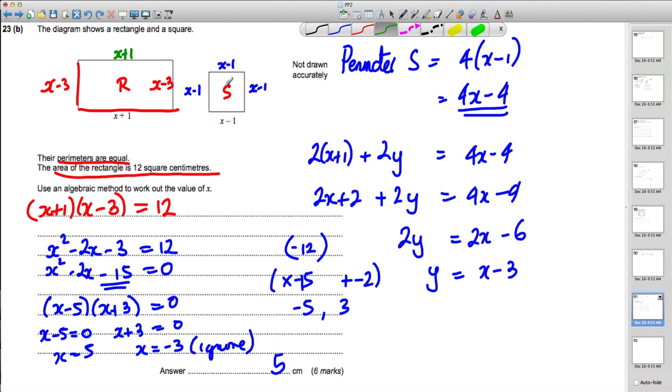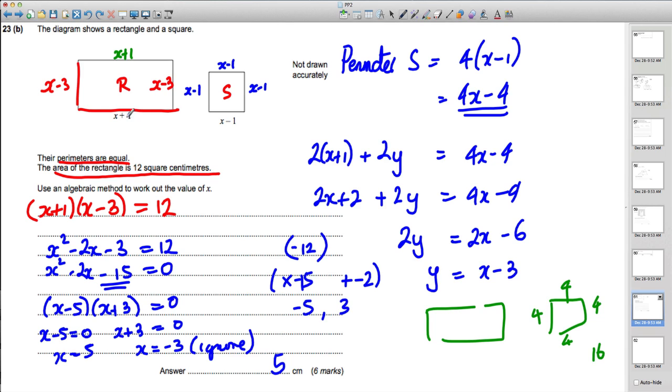If x was 5, the square would be 4, 4, 4, and 4, and its perimeter would be 16. If this was x plus 1, then this would be 6, 6, and these would be 2 and 2. These again would add up to 16, and the area of this would be 12 centimetres squared. So you know you've got the right answer for 6 marks and you're done.